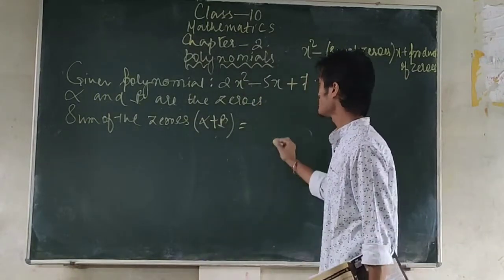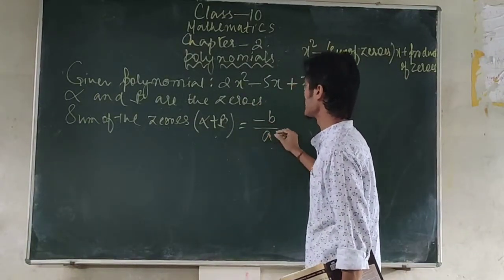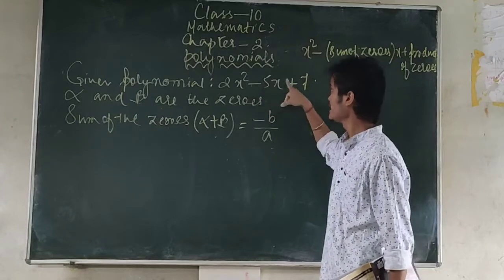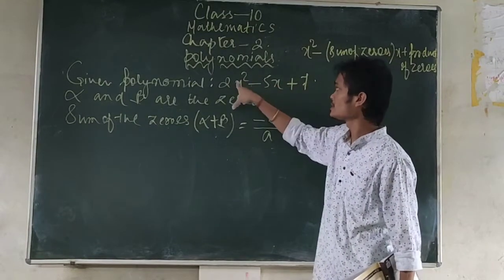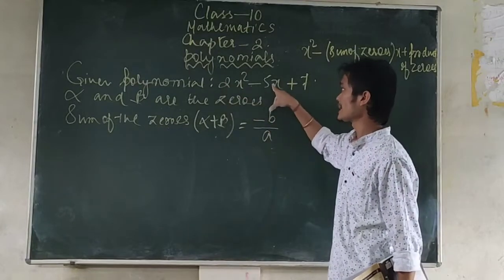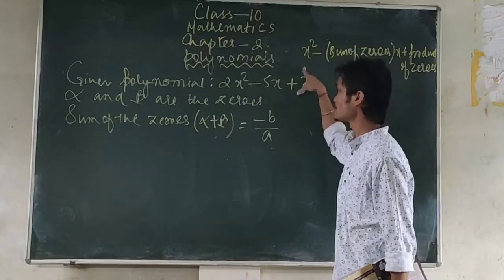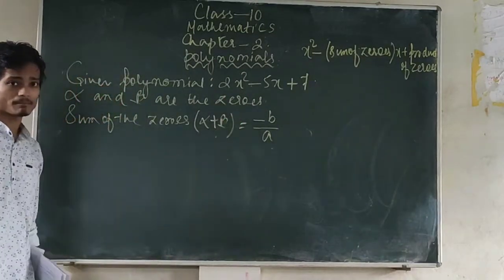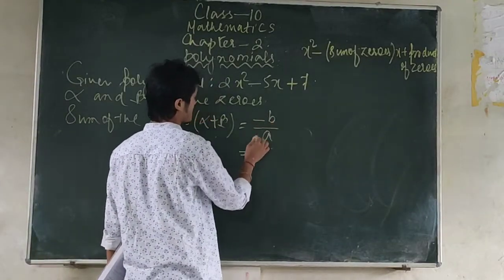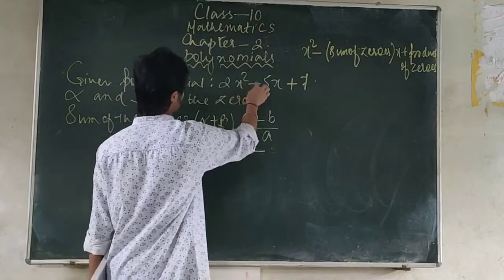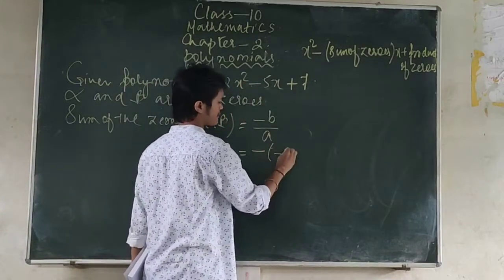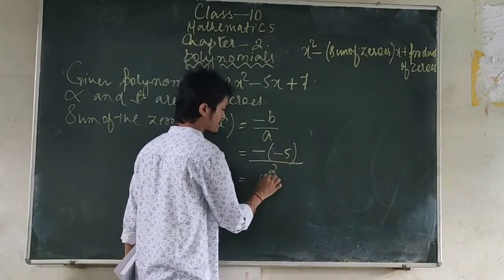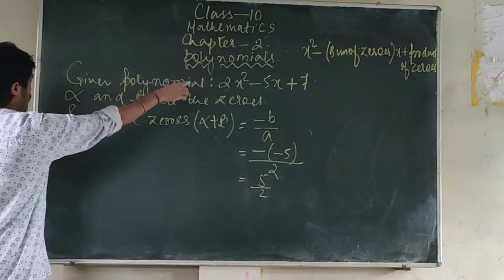One formula is there, that is minus b by a. This is a: the coefficient of x squared is called a, the coefficient of x is called b, and the constant term is called c. So the sum of the zeros, alpha plus beta, is equal to minus b by a. B is minus 5, a is 2. So minus into minus is plus, 5 by 2. This is the sum of the zeros of this polynomial.